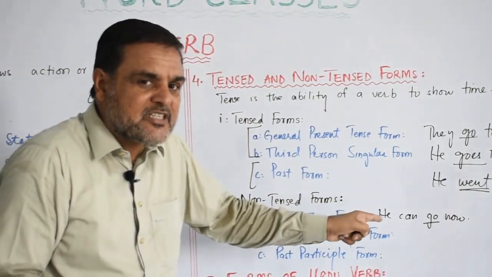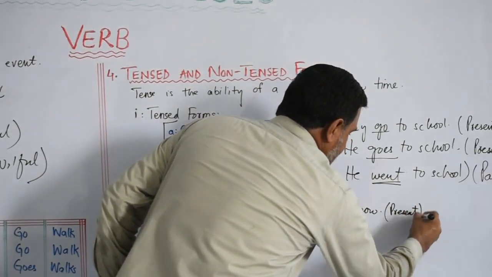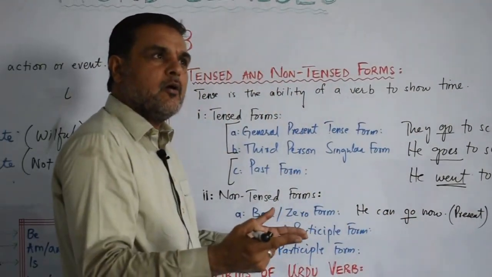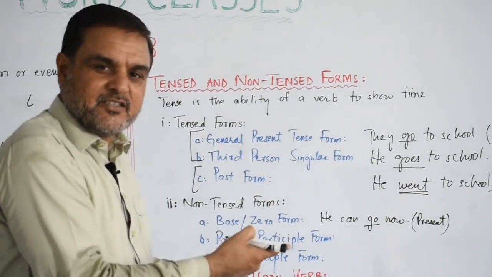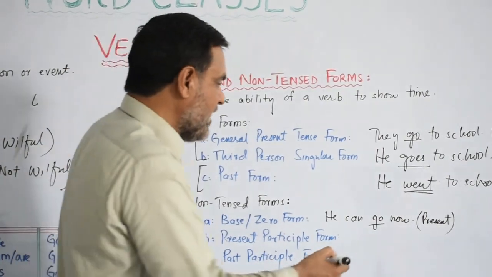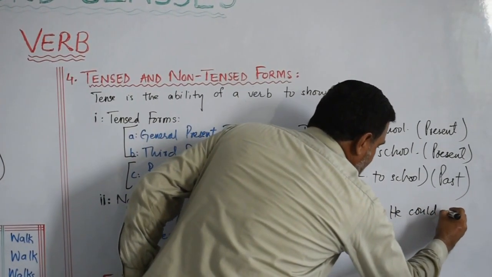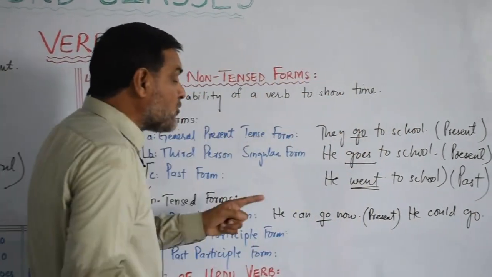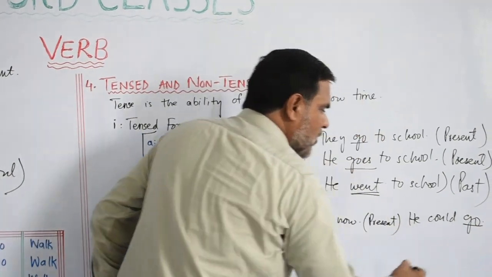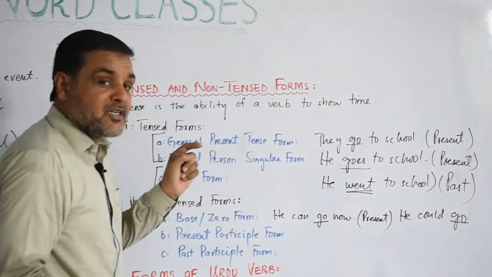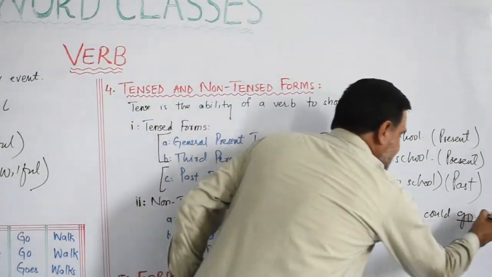What is the time of this sentence? Again, we can safely say it's present. He can go now. What is the time of the situation in this sentence? It's present time. And if I write, he could go. What about this one? He could go. Now we have the same go over here, but the time of the situation in this sentence is past.